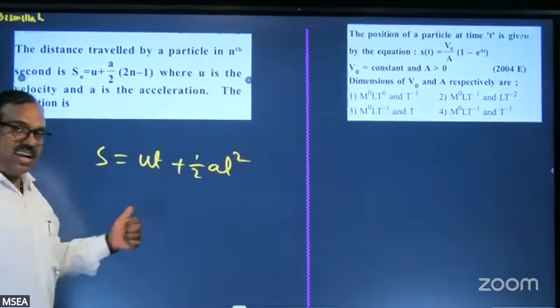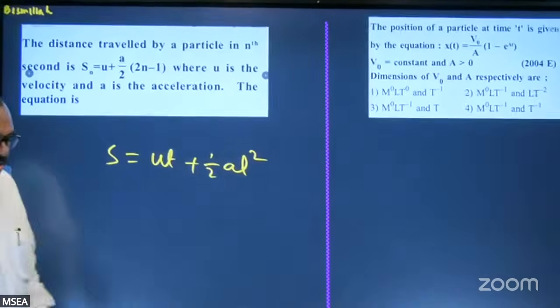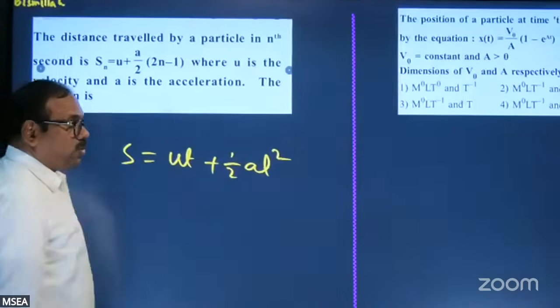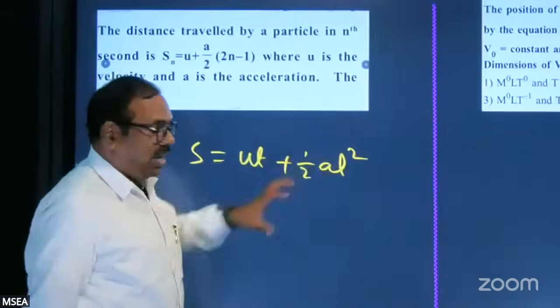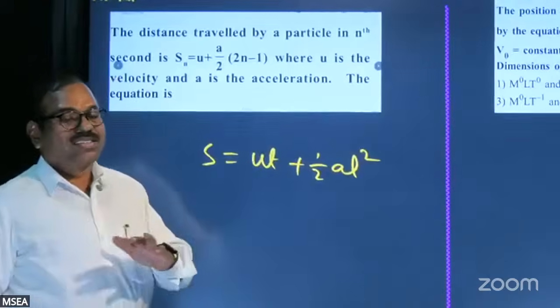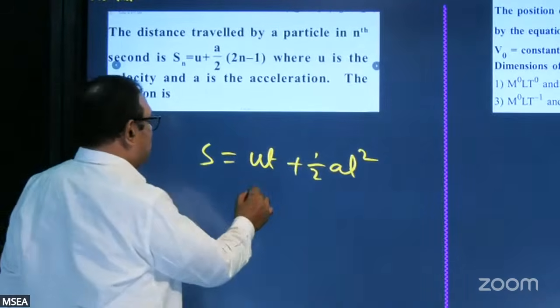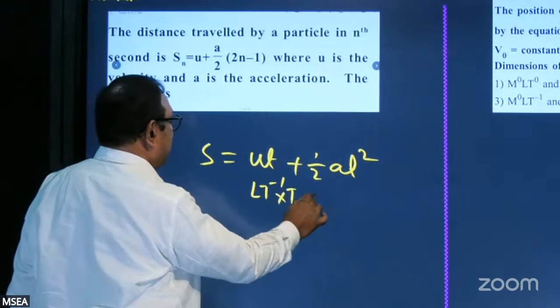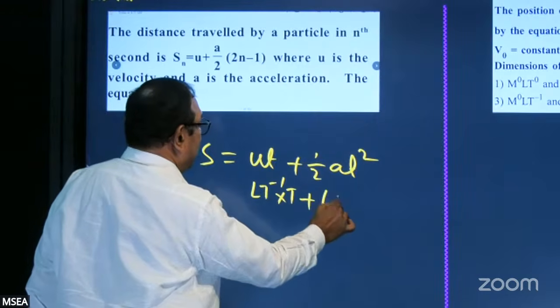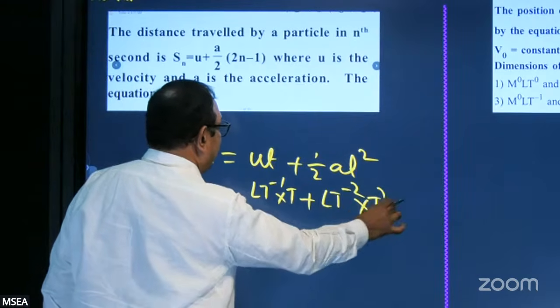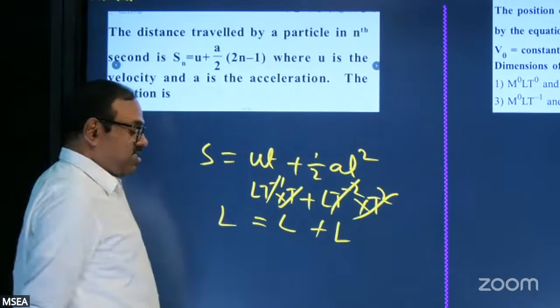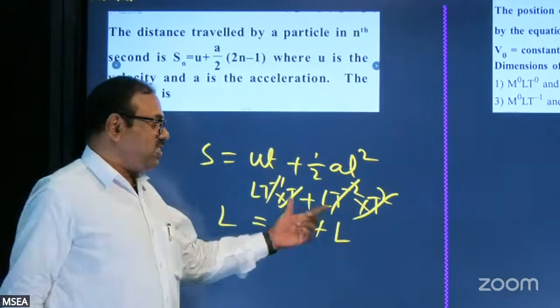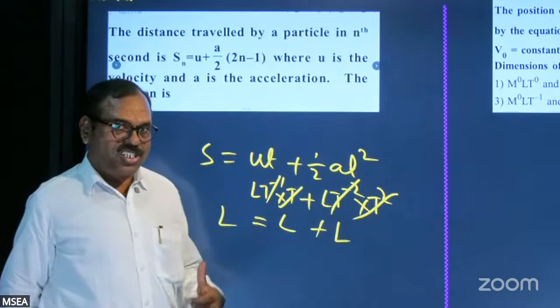So it is physically correct. So dimensionally it must be correct. Then, according to the principle of homogeneity, it contains the terms 1, 2, 3, but all the terms should have the same dimensional formula. So, what about u? LT minus 1 into T, plus this is no dimension, LT minus 2 T square, therefore L, and also this is L, therefore this is L.